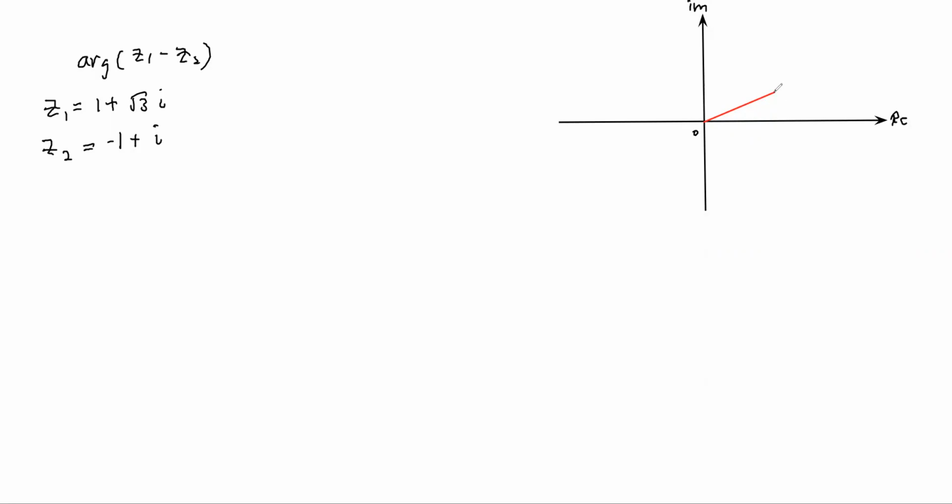So basically, this is Z1, which goes to 1 plus square root 3i. Maybe let me redraw this. Perhaps it should be a little bit more like this. So this is Z1.